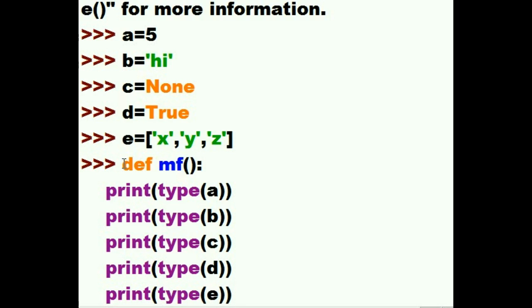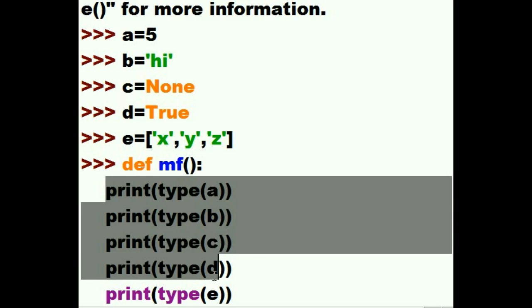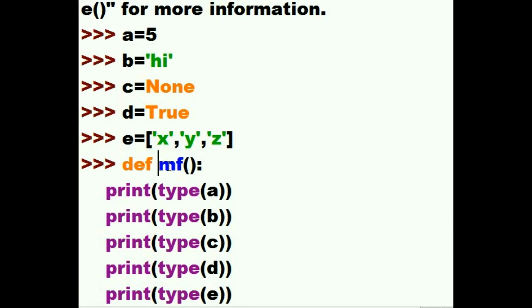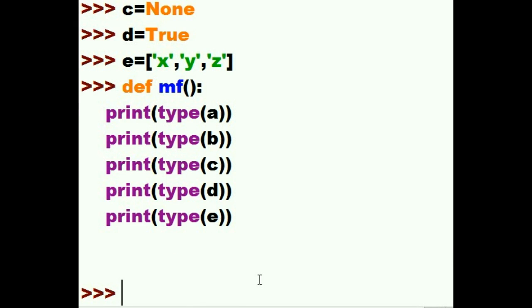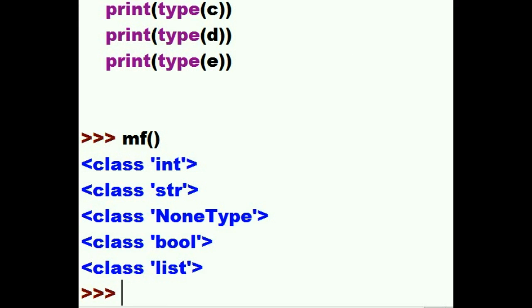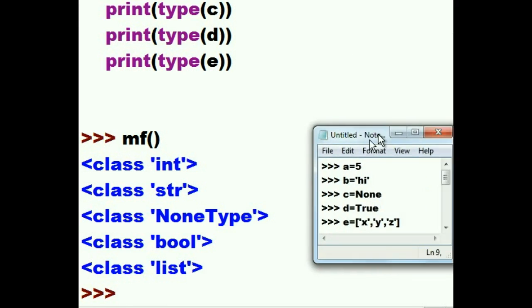So I'm going to define a function called my function, open close parens, colon, and it's going to do all these things when I call this function. All right, that looks good. So far, so goody. Now I'm going to call the function, my function, open close parens, and let's see what we get. Oh, let me drag this in here.